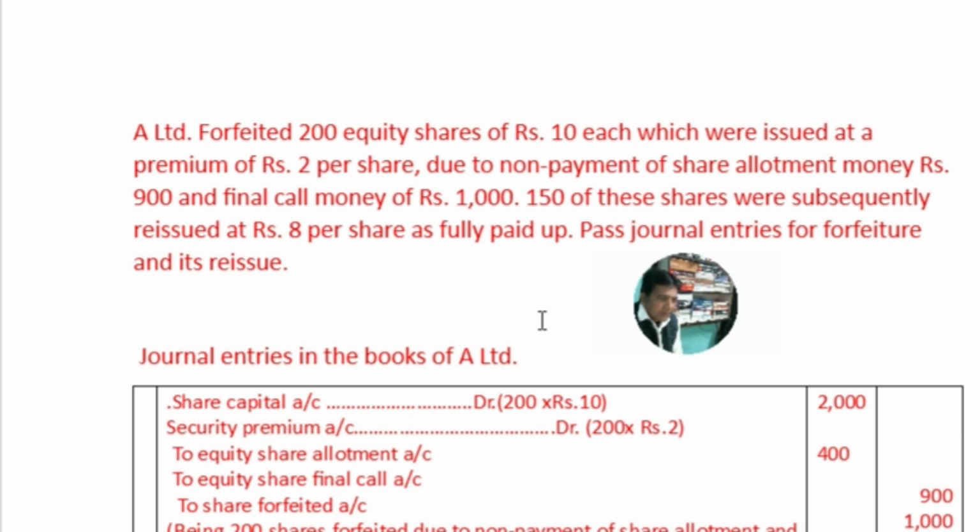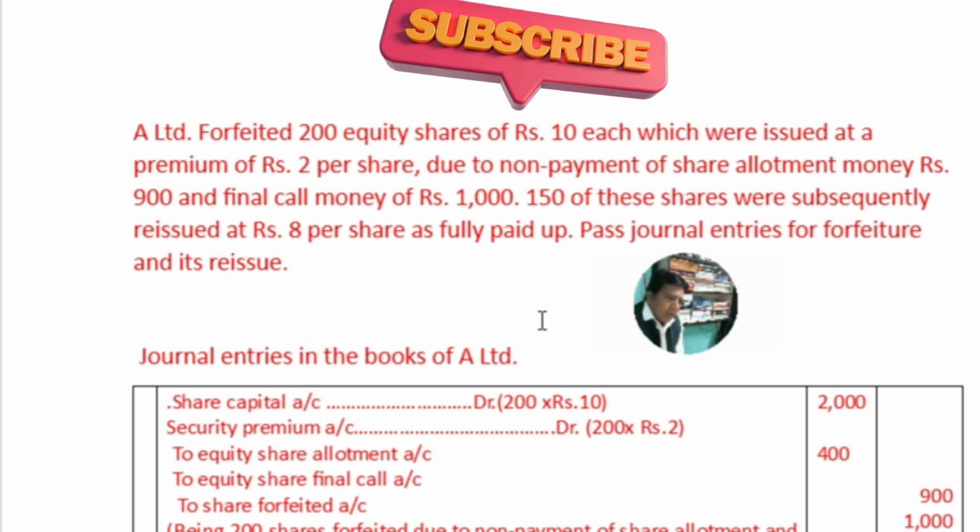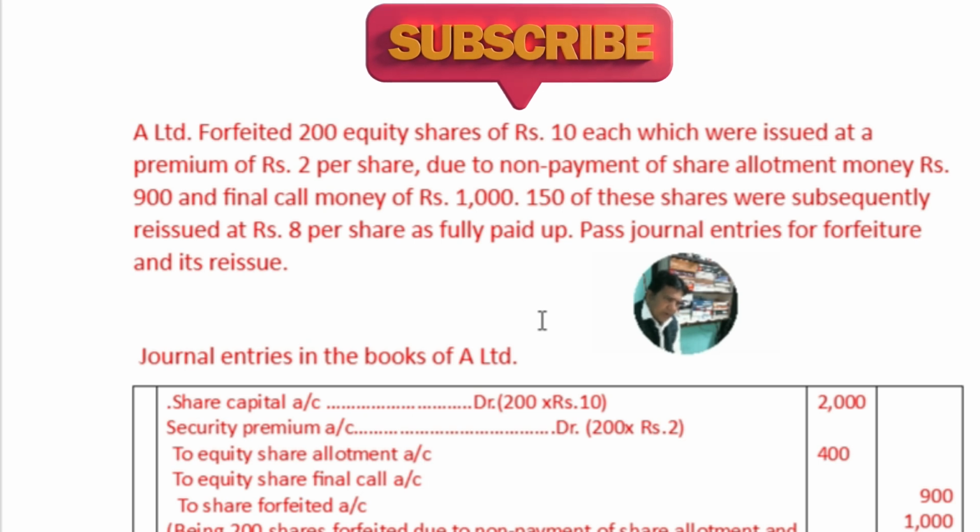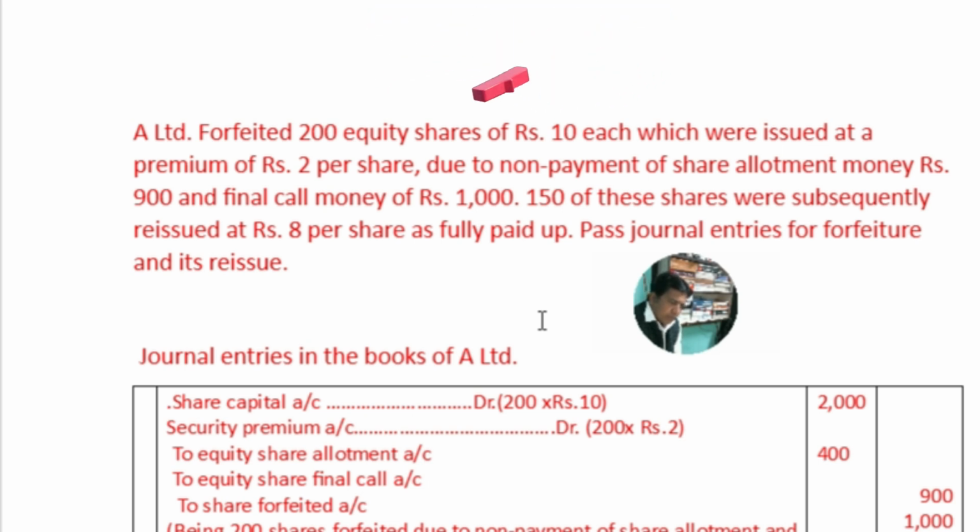Apart from the problem on issue, forfeiture and reissue of shares, a separate problem also comes in examinations and carries 3 to 4 marks. In this problem you need to pass only the last 3 journal entries, and that is why the marks are only 3 to 4. This is the last part of the first problem.